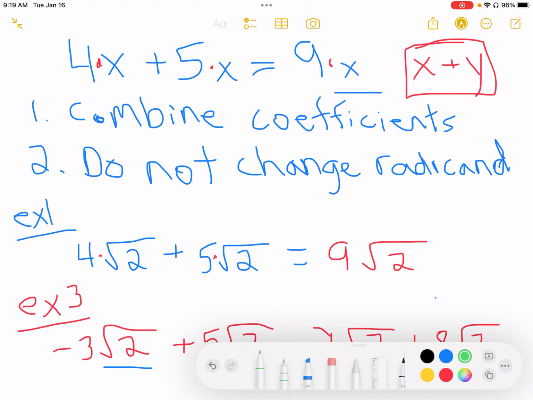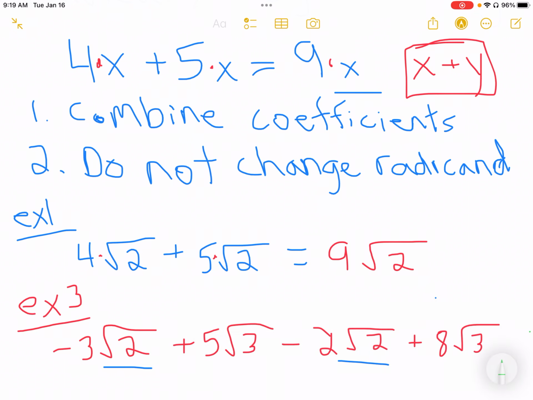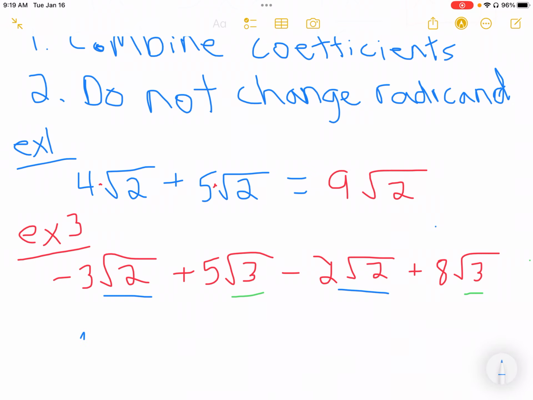And then, pardon all the writing here, but if I have that, then I have root 3 here, and I have root 3 here. So I can combine these, right? Or at least the ones that are like. So let's go back here. Look at my root 2's. So if I have minus 3 root 2 and I have minus 2 root 2, that means I have minus 5 total, right? So I have minus 5 root 2.